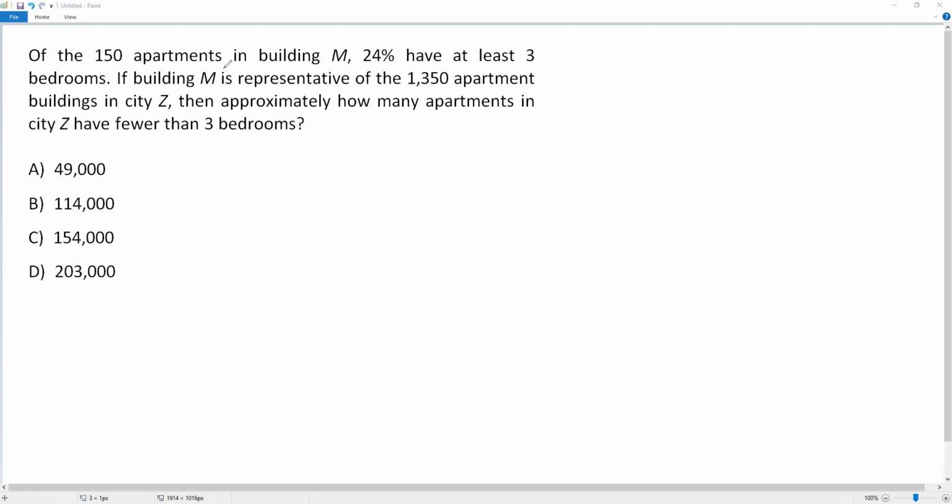Of the 150 apartments in building M, 24% have at least 3 bedrooms. If building M is representative of the 1350 apartment buildings in city Z, then approximately how many apartments in city Z have fewer than 3 bedrooms?